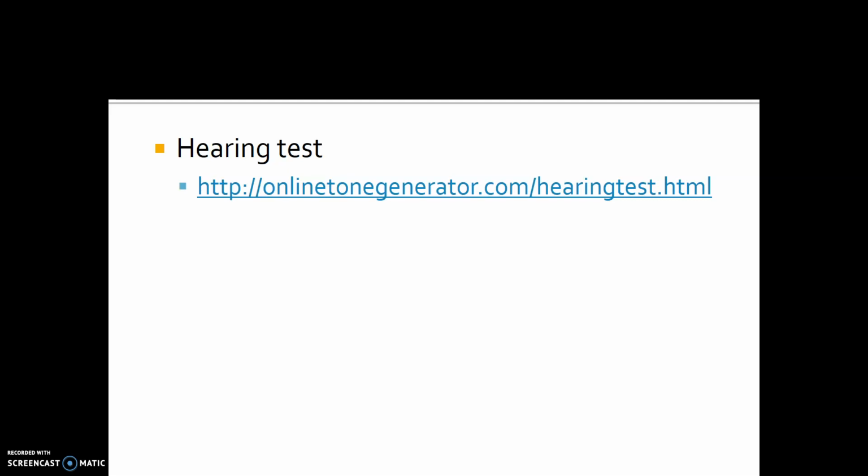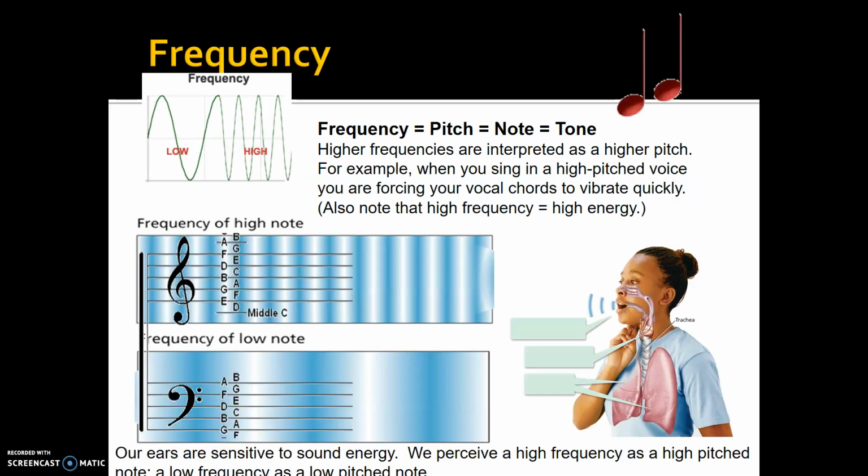If you want to, go to this website. We won't do it on the computer, but just type in online tone generator hearing test into a Google search, and play the hearing test. This will generate a note from 20 hertz all the way up to 20,000, and then you can actually see where your hearing cuts off. Mine cuts off at around 16,000 hertz, so well below the 20,000 hertz limit. I blame my high school years of listening to rock music for that one.